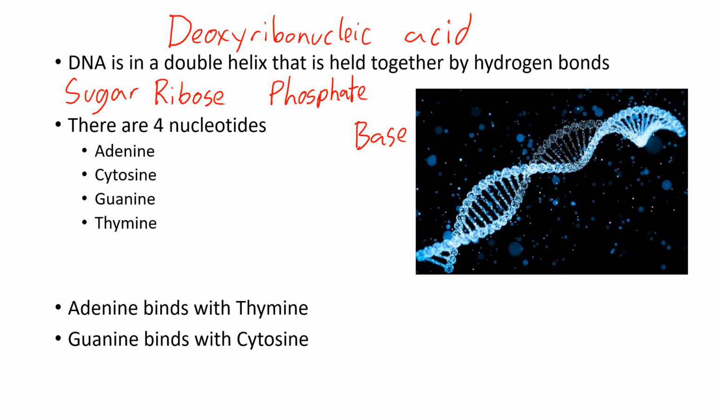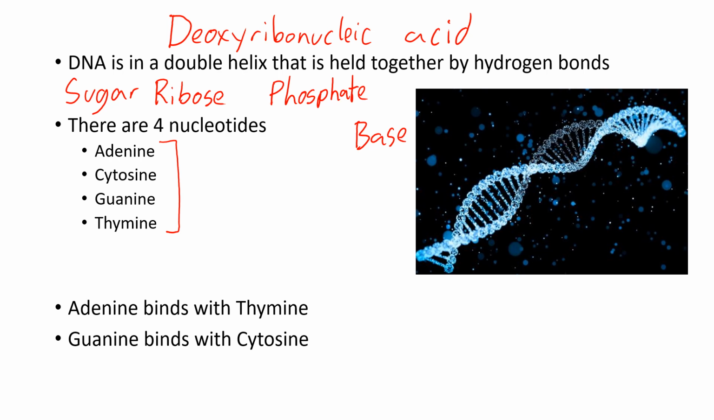Now the base is the most important type. These are the 4 nucleotide bases: adenine, cytosine, guanine, and thymine. Now, adenine will only combine with thymine, and guanine will only combine with cytosine.